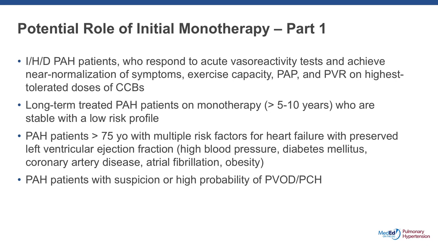There's another group of patients that we list here for a potential role of initial monotherapy, mostly because these types of patients haven't been included in the clinical trials of upfront oral combination therapy. And they include patients that are over 75 with multiple risk factors for heart failure with preserved ejection fraction, such as high blood pressure, diabetes, coronary disease, atrial fibrillation, and obesity. And then there are those patients that we suspect or have a high probability of having pulmonary veno-occlusive disease or pulmonary capillary hemangiomatosis. Again, those patients can go into pulmonary edema if we treat them too aggressively. And so if we treat them with pulmonary arterial hypertension specific therapy, we should do it a little bit more slowly and start them with monotherapy.